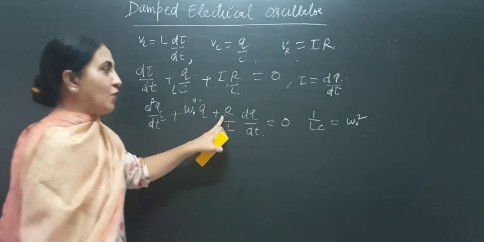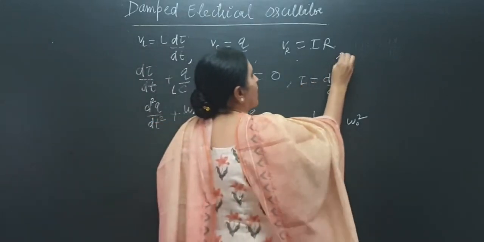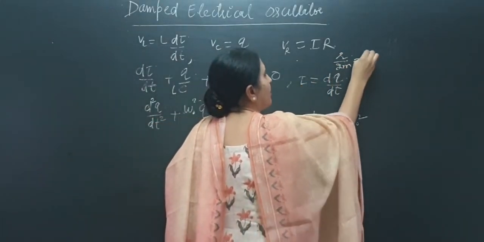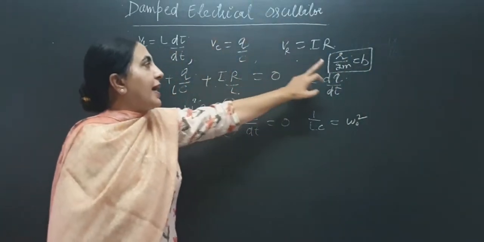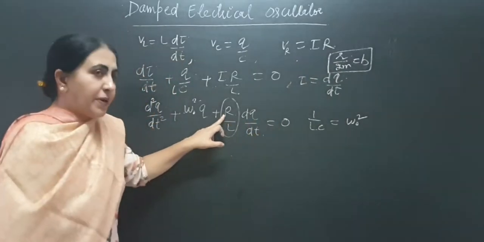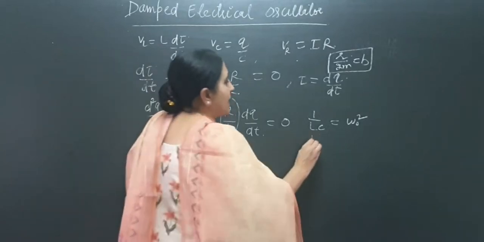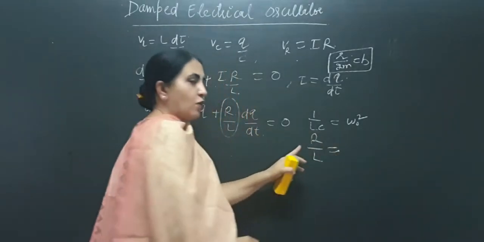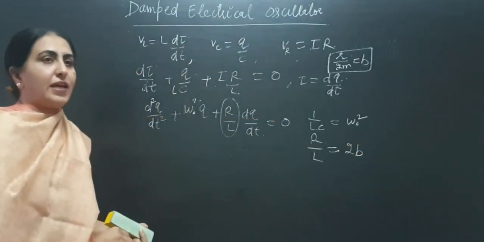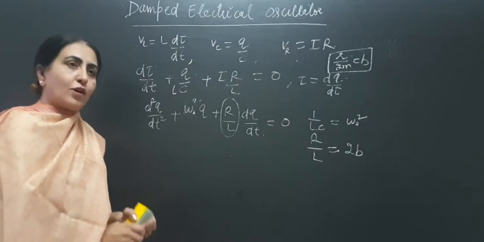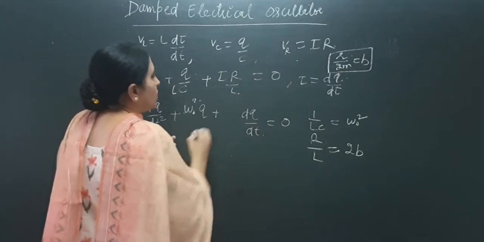And what about R over L? This is a new term for us. You know R over 2m is equal to B, the damping factor that we took in the damped mechanical oscillator. Here capital R is the resistance and L is the inductance. So remember, R over L is equal to 2B. That is the damping constant. Clear? So this is also put here, equal to 2B.